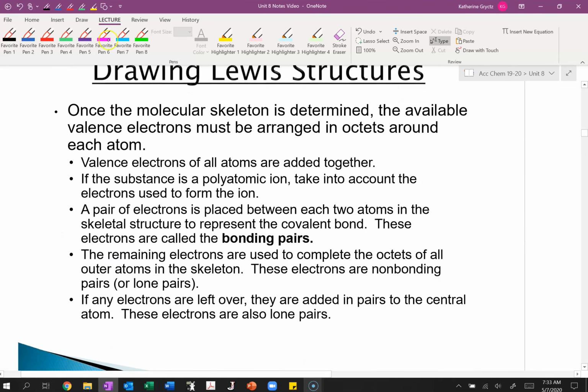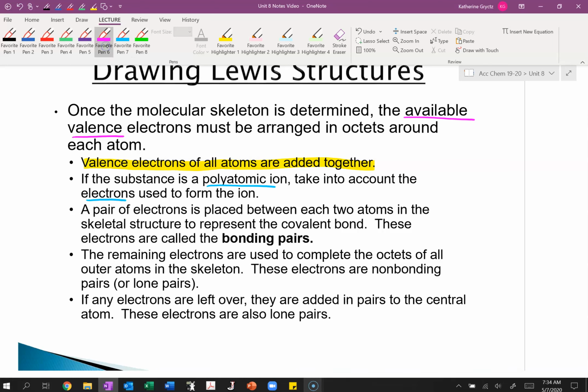Once you determine the skeleton, you're going to arrange the available valence electrons around each of those atoms. So you've got to know, and that's what I'm going to harp on, how many valence electrons you have. You've got to add those all together and know how many you're going to possibly draw. We're going to see one today where, if you're dealing with a polyatomic ion, you have to take into account the electrons that were used to form the ion. So if it's a negative ion, you've got to add on electrons. If it's a positive ion, you've got to remove some.